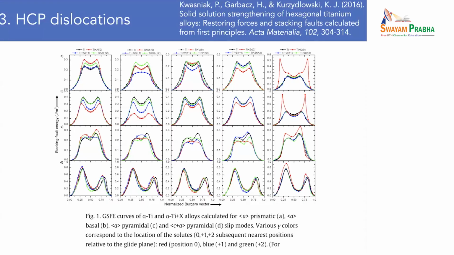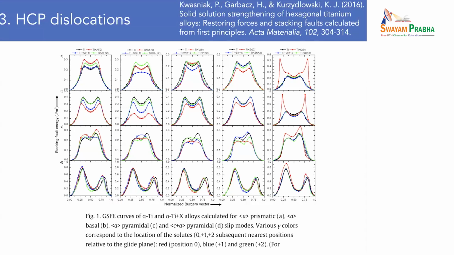You see the two stacking faults in these planes. The rest is the same. It's just a variation with the different elements. Am I making sense? No, actually, I'm wrong. Sorry. This is prismatic and this is basal. But it's the same idea.